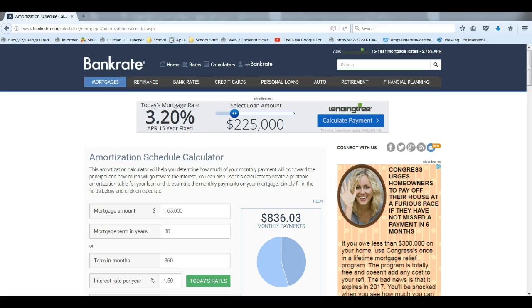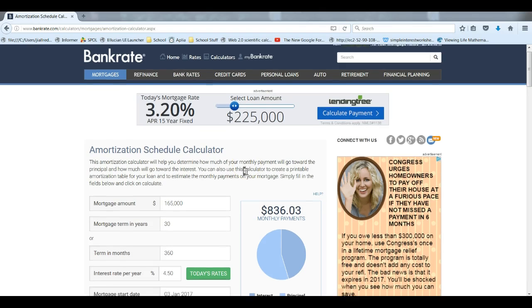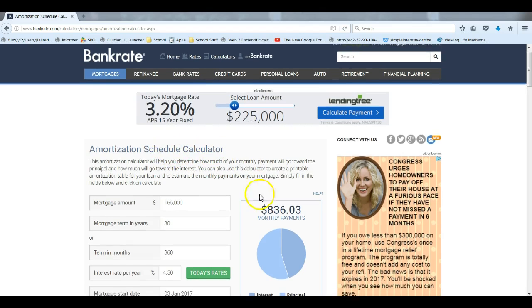Hey, I wanted to show you a little bit about the mortgage calculator at Bankrate.com to help you with your lab. Quick note, there are several mortgage calculators at Bankrate, so if you do a Google search you could get any of them. But I provide a link on Moodle to the amortization schedule calculator, which will be the most useful for completing the lab.